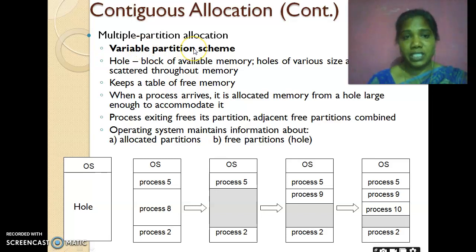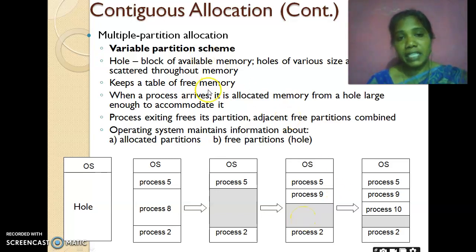Another one is the variable partition scheme. In the memory there is a hole, a block of available memory. The holes are of various sizes and scattered throughout the memory. If each process is going to be allocated contiguously, and process 8 exits, that space is occupied by another process. For example, process 9 comes into that place, but many spaces remain available. After that, process 10 occupies that space, and the remaining space is the hole. So holes of various sizes are available.